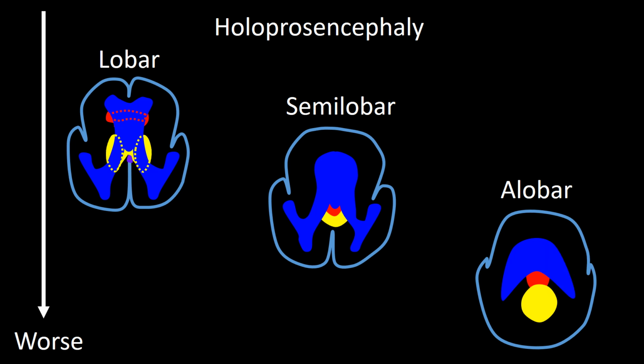In all three types of holoprosencephaly, diabetes insipidus, another type of hypopituitarism, and hypothalamic dysfunction may be present.